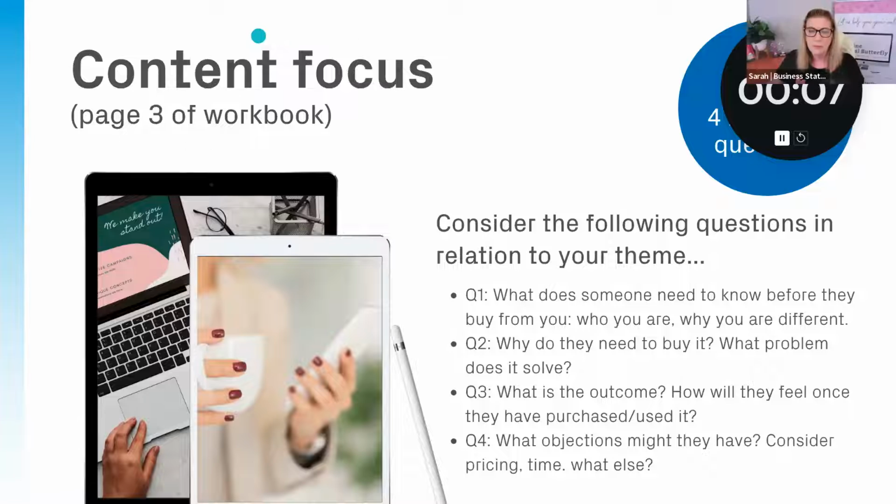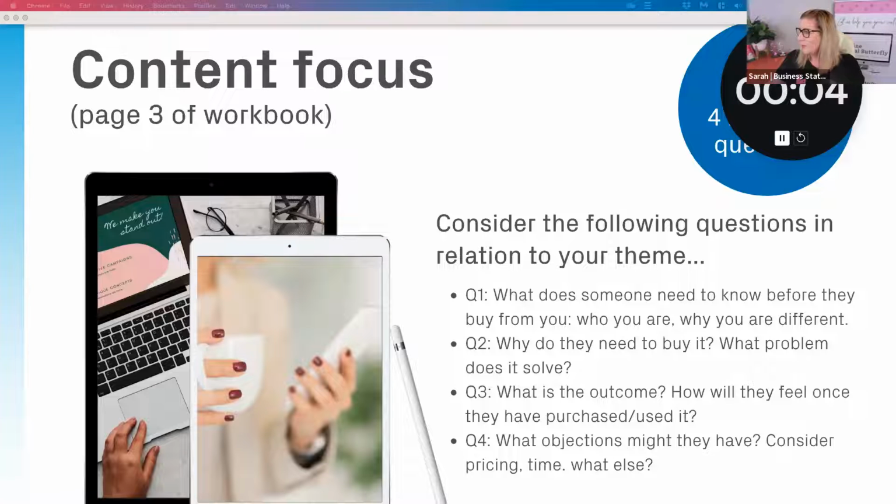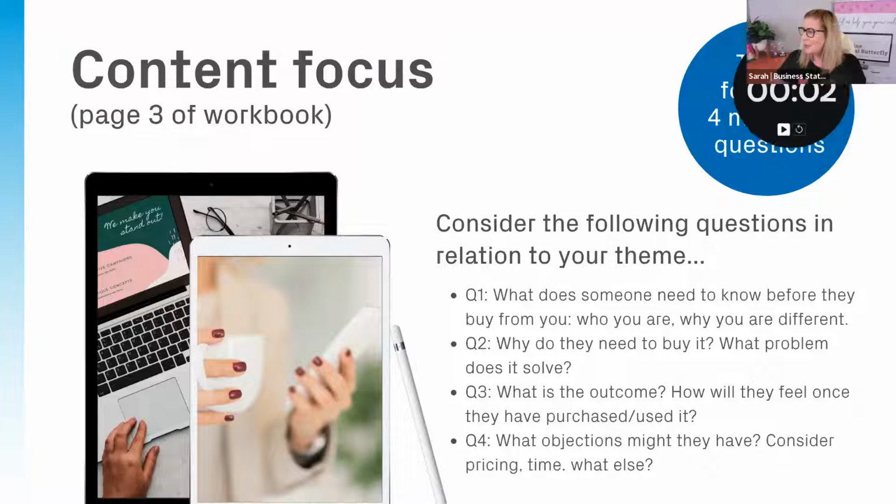Okay, so we're going to move on to the final question, which is the objections that people have when it comes to pricing. Now, these are always pricing and time typically that people object to. So I don't have the money or I don't have the time. So I want you to think about if someone says that, how do you respond to that? And how could you write a post that would respond to that?